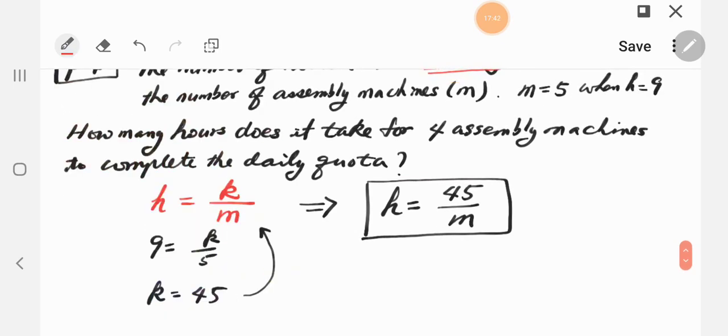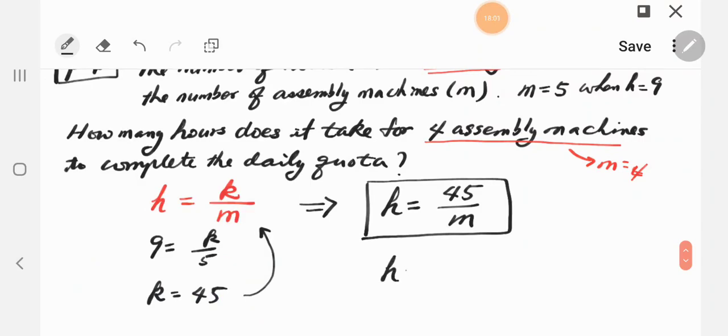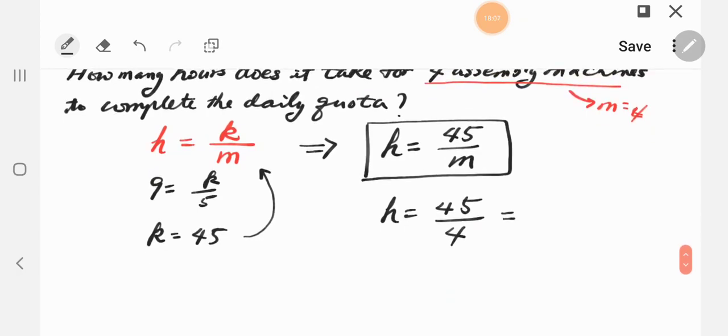Okay, let's check the question. How many hours does it take for 4 assembly machines? This means M is equal to 4. From this, we can find H. H is equal to 45 divided by 4. This is 11 point something, so 11 and 1/4 hours. And 1/4 of an hour is 15 minutes, so 11 hours and 15 minutes.